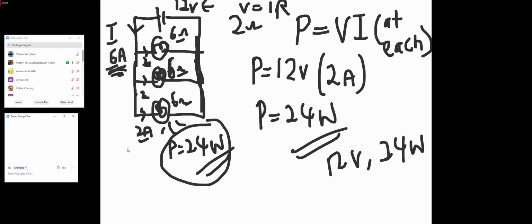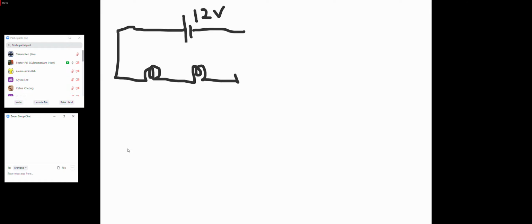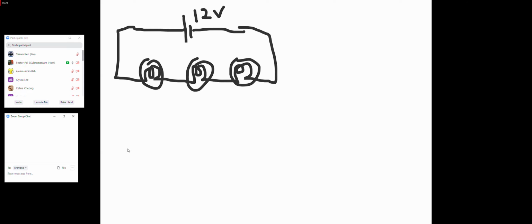Okay, we understand this part already. Now we go to the series. In a series circuit, the voltage must still be the same, 12 volt. Now we have 3 bulbs, all arranged in series. Earlier we calculated that if the bulb was labeled 24 watts and 12 volt, the resistance of each bulb is 6 ohms. So now in this circuit, each one is 6 ohms.